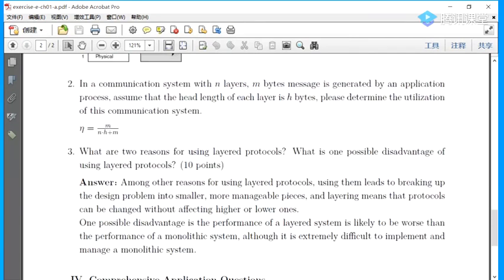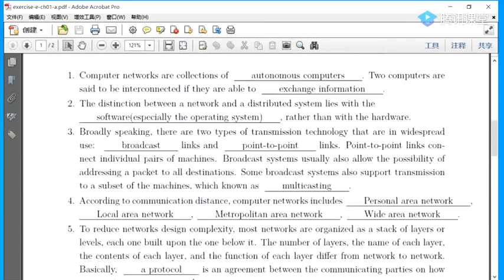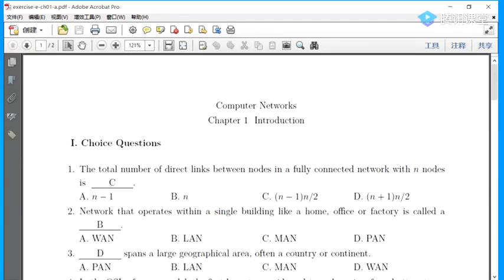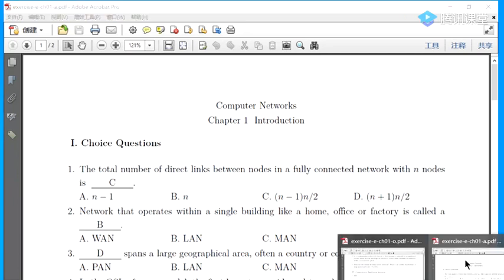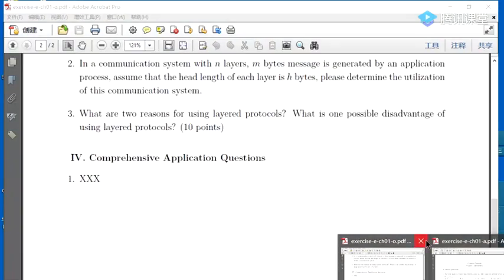Okay, we have reviewed the homework, reviewed the exercises for chapter 1, and we have reviewed the exercises for chapter 2.